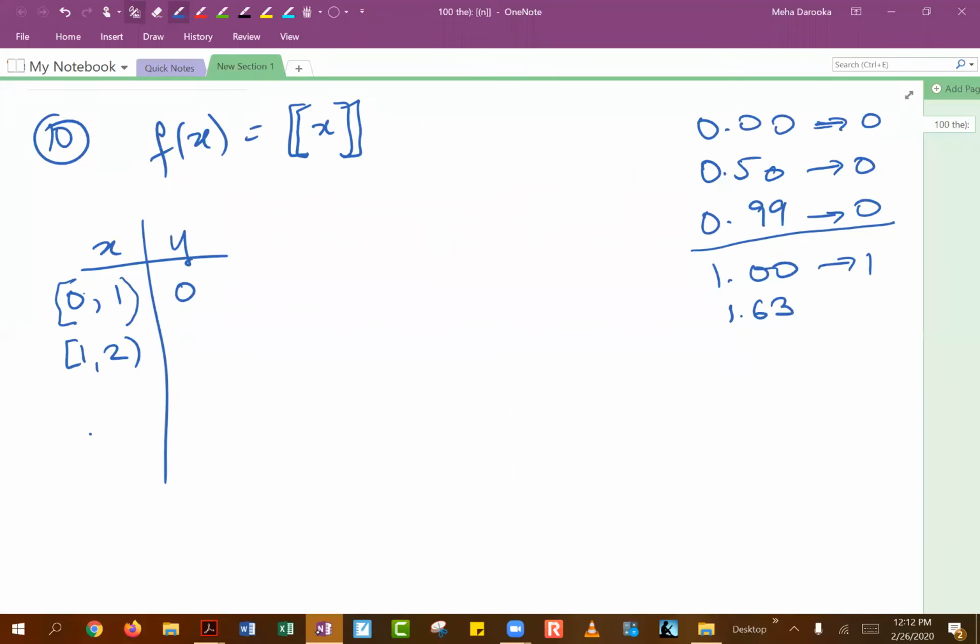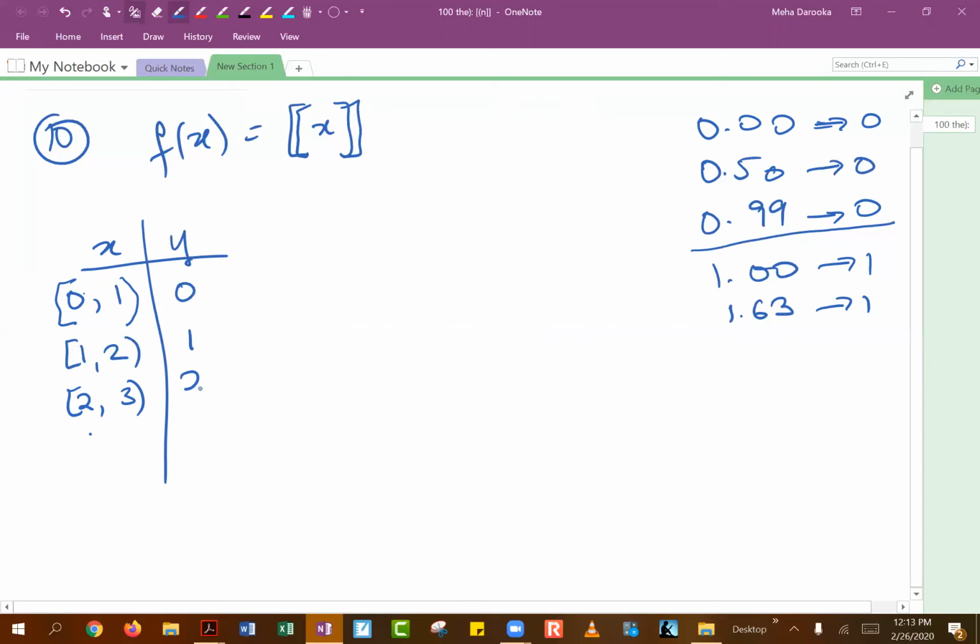So 1 will start its own group, and he will go from 1 to 2. All the values in the 1 to 2 interval will be going to which integer? Yeah, and that's because of the way we define the greatest integer. So if you follow this pattern, this guy is going to 1. Now 2 is starting its own group, and he goes up to 3. Where will all the values between 2 and 3 be going?